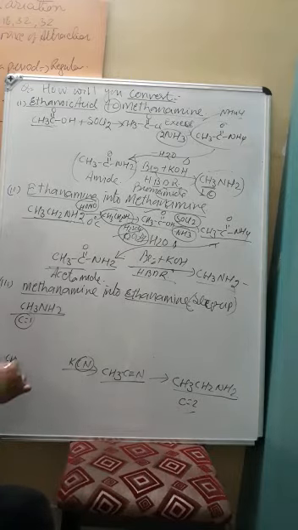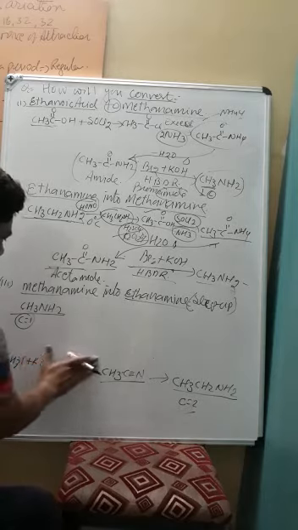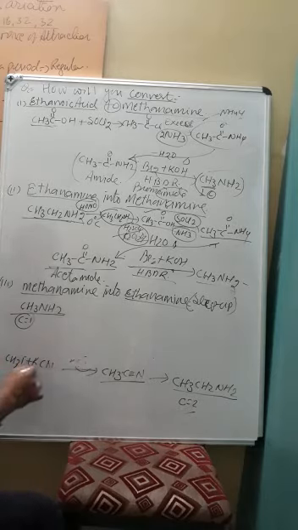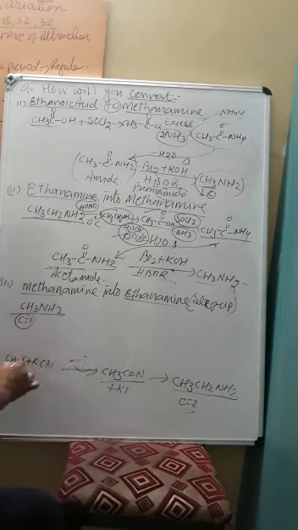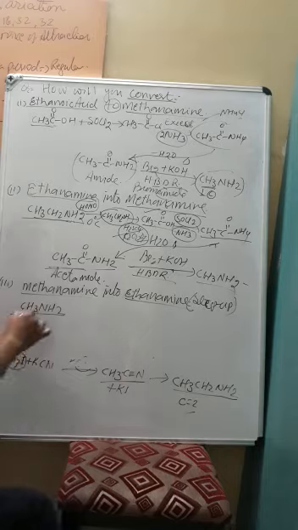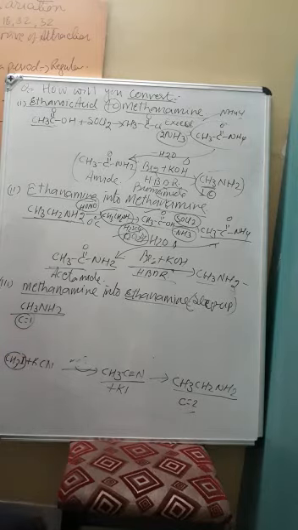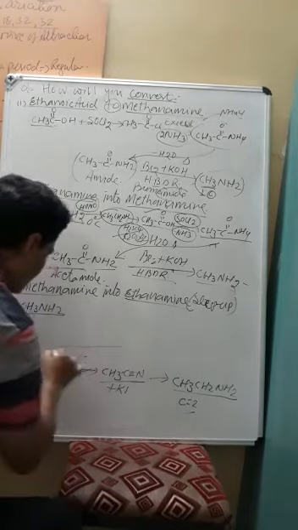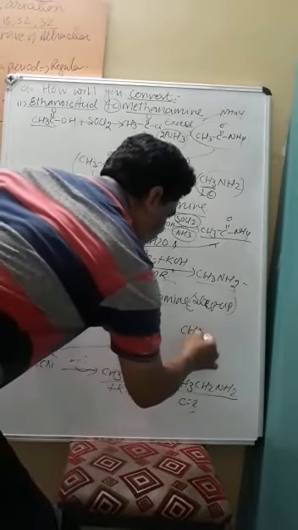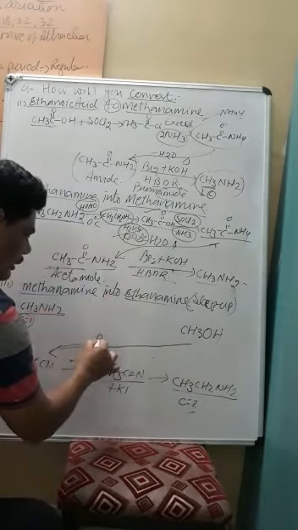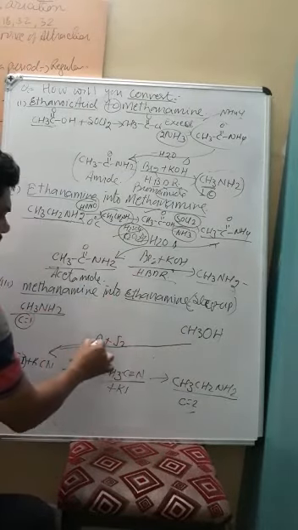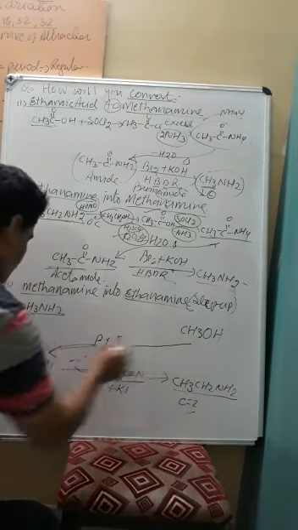So what is the reaction? The reaction may be when CH3I is treated with KCN, it forms CH3CN plus KI. Now the question is how to convert CH3NH2 into CH3I. You know that when alcohol, methanol here, is treated with iodide in the presence of red phosphorus, it converts into CH3I.